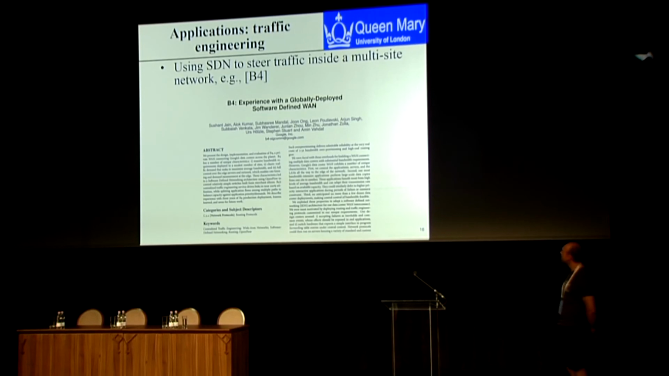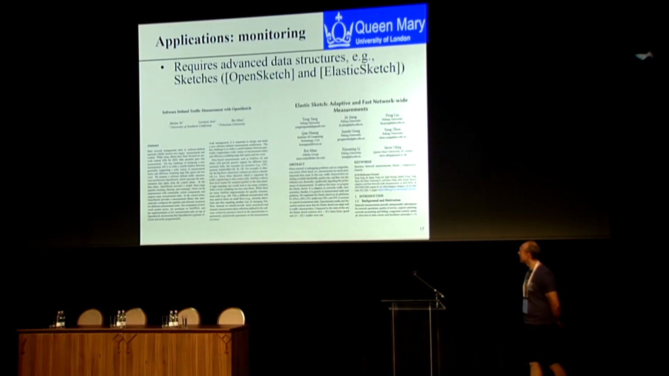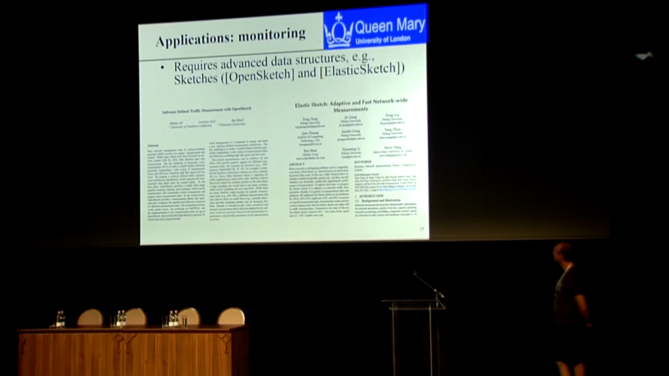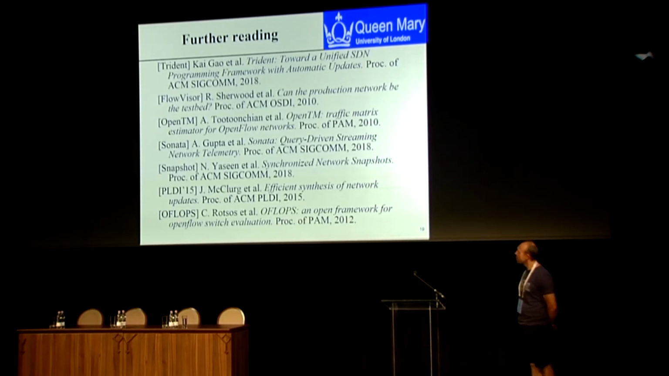So I already mentioned a few applications. One is traffic engineering, just that I worked on it, so I mentioned that. So the B4 paper, and then there is a B4 plus that was yesterday. And then you've got monitoring, for example, that requires advanced data structures if you want to scale things in terms of number of flows at the speed we want for the data plane. Two examples of papers. One will be tomorrow on the Elastic Sketch. And that concludes my talk, and the rest are all further reading that are just for your enjoyment.